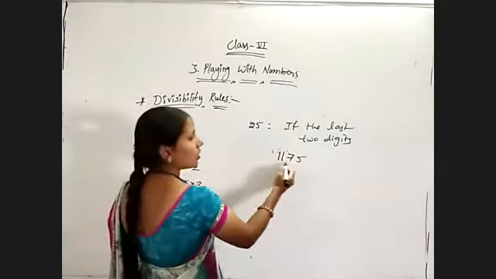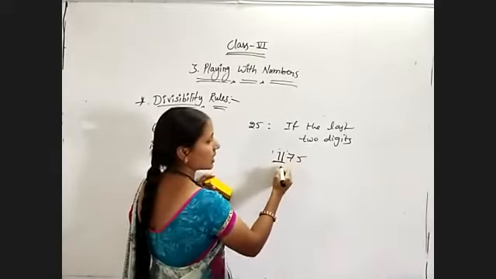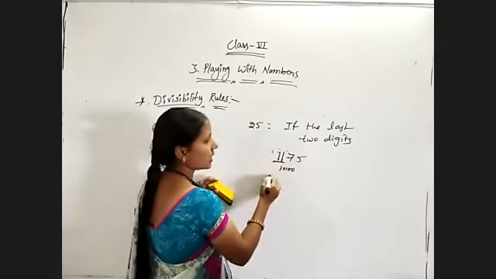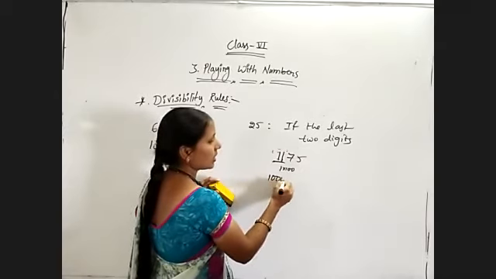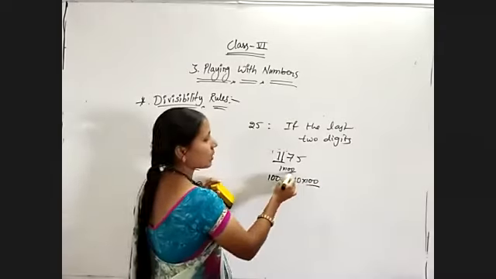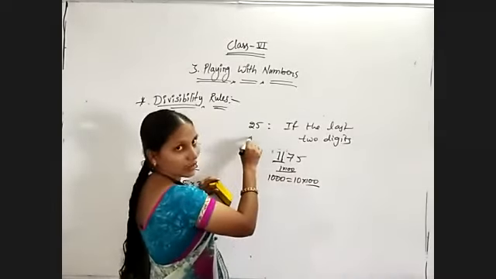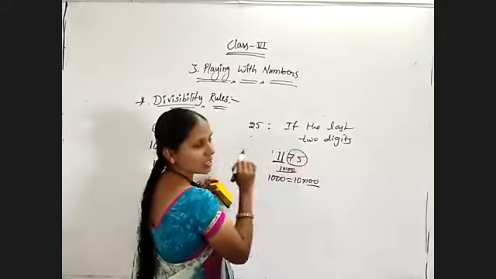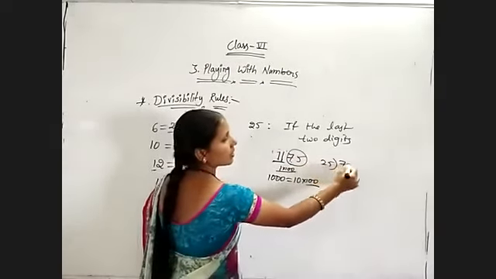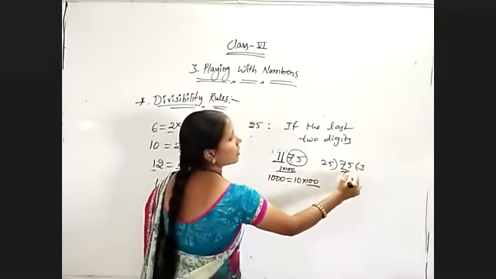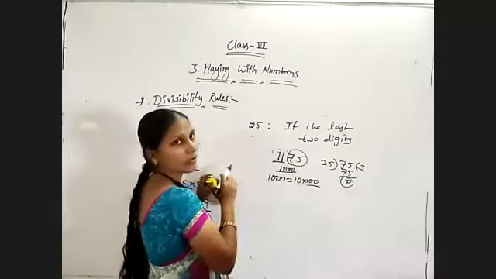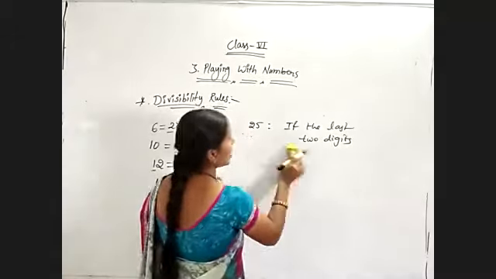For that, no need to check for this 11 because 1100 is nothing but 11 into 100, multiple of 100, and 1000 is nothing but 10 into 100, multiple of 100. So all the multiples of 100 are divisible by 25. We need to check only the last two digits. 75, 25 3s are 75. So remainder is 0. That means 1175 is divisible by 25. If you have any doubt, do it with the actual division also.